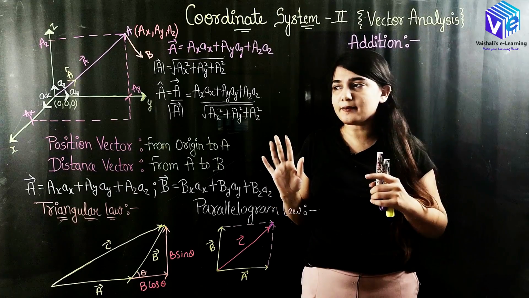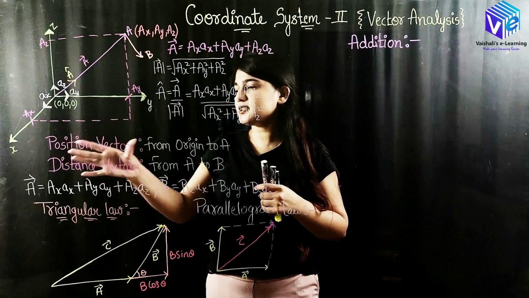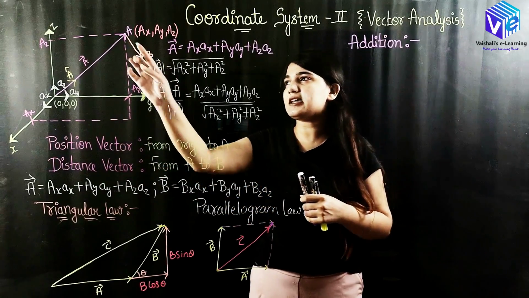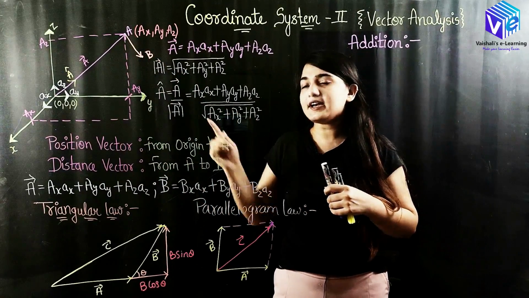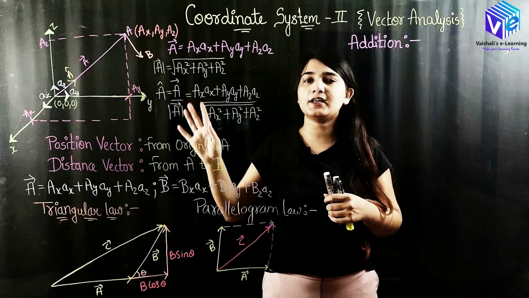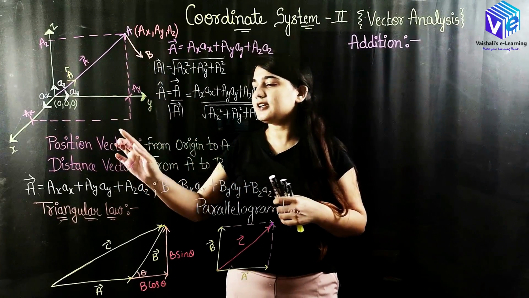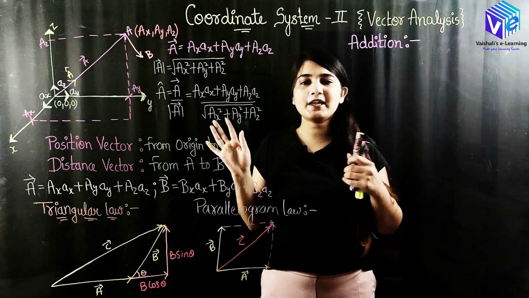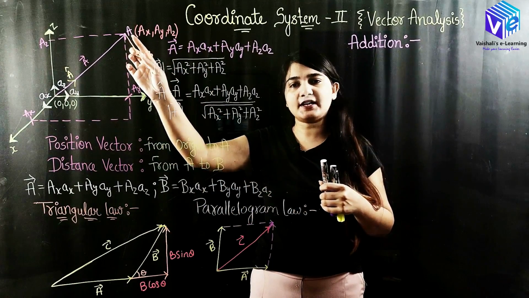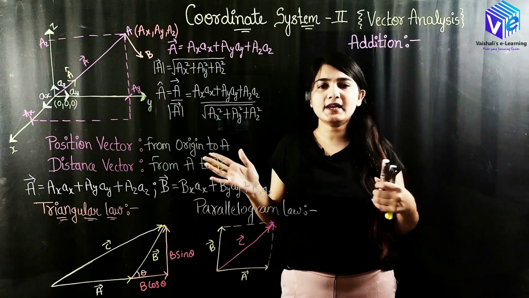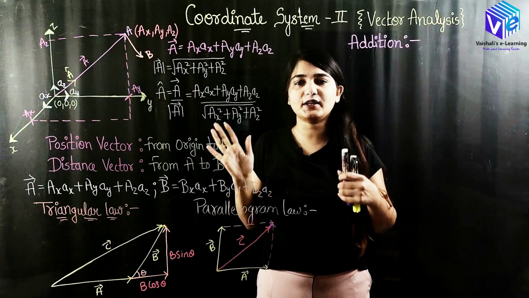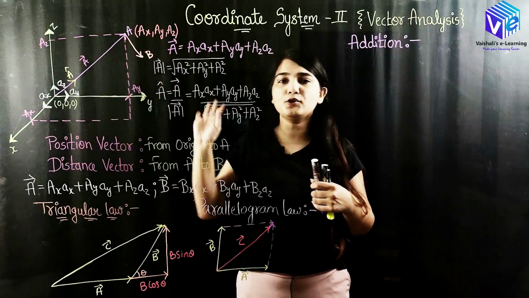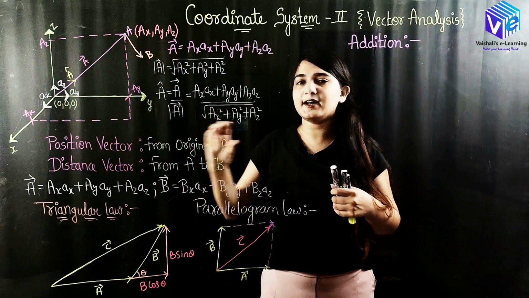Now I have two terminologies. First is the position vector, and the second is the distance vector. If I have any vector A and I have to find the position vector of A, I will find the distance from the origin to the point A. This gives me the position vector of the point A. In a similar manner, I can find the position vector of the point B, from the origin to B. So this is how I can find the position vector.